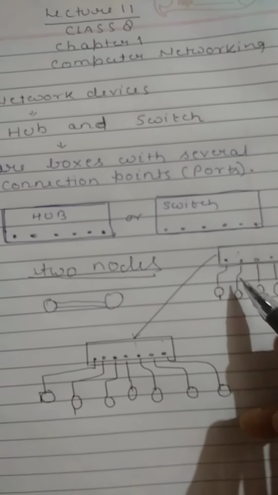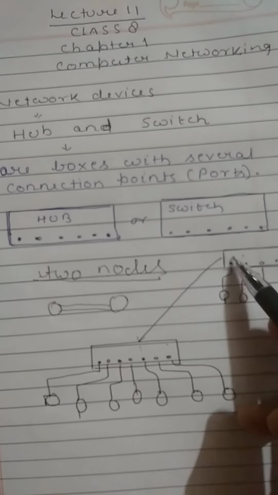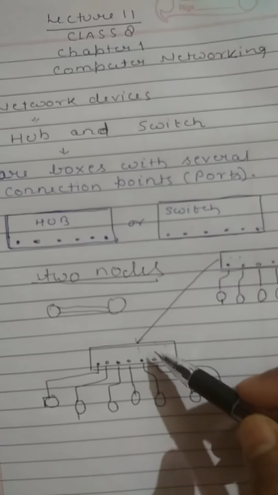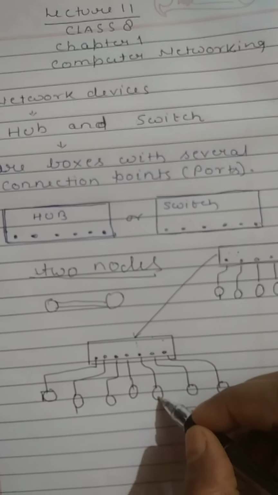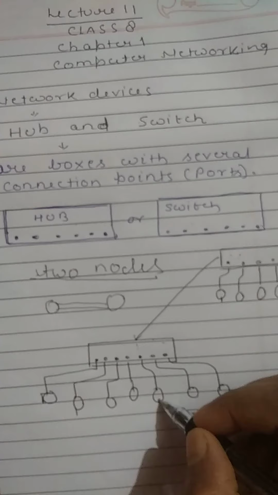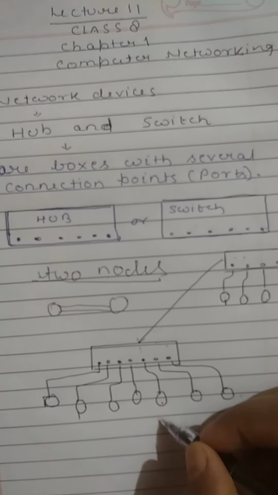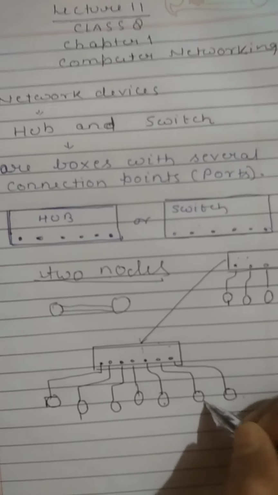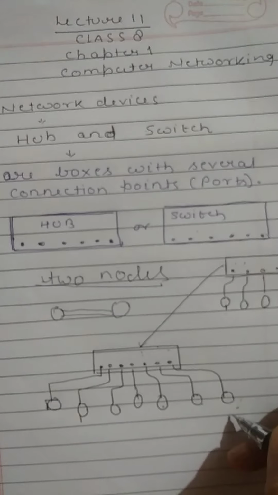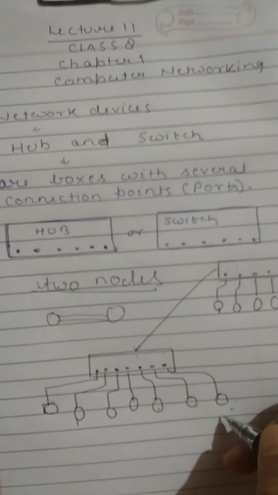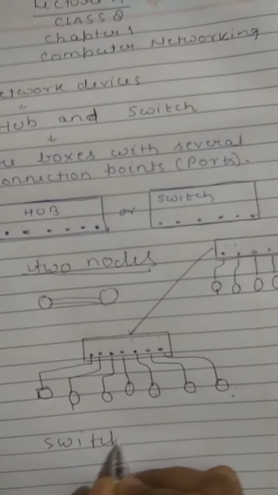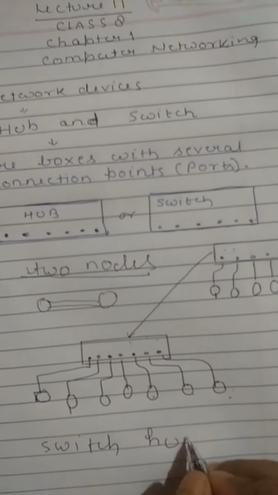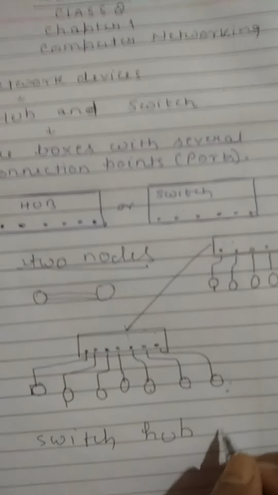But in a switch, when data is coming from here to here, only the destination computer, the one for which the data is created, will receive the data. Not all computers will receive the same data. This is the difference. So we can say that a switch is smarter than a hub because it provides data to only the destination computer.